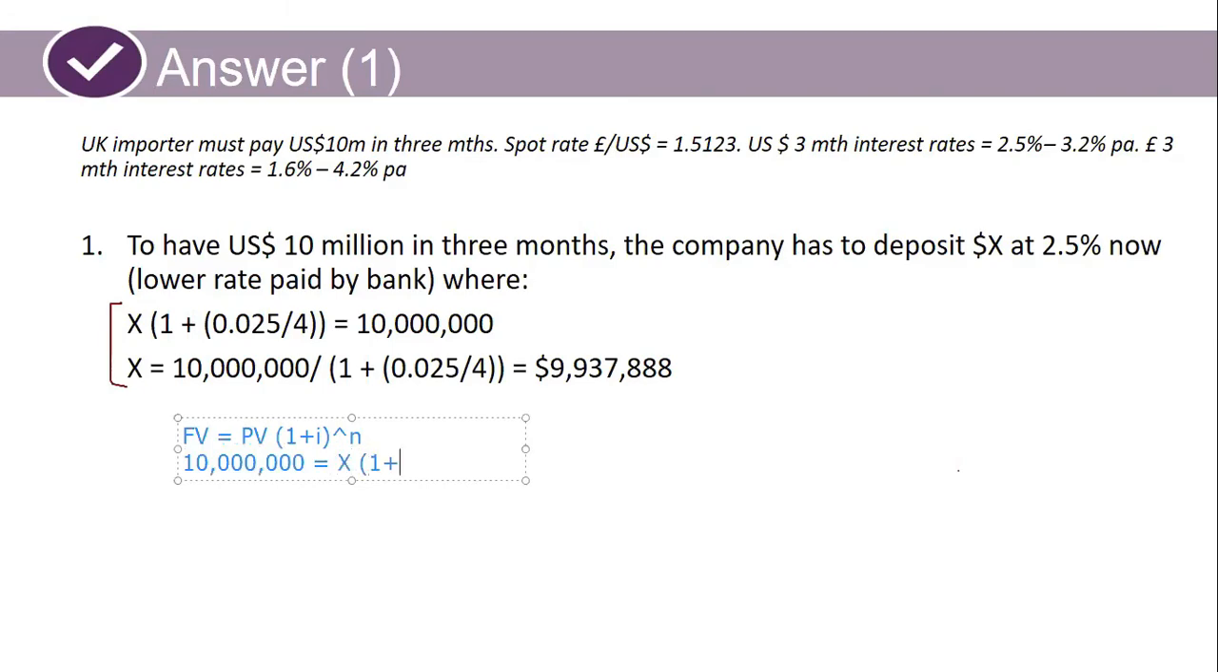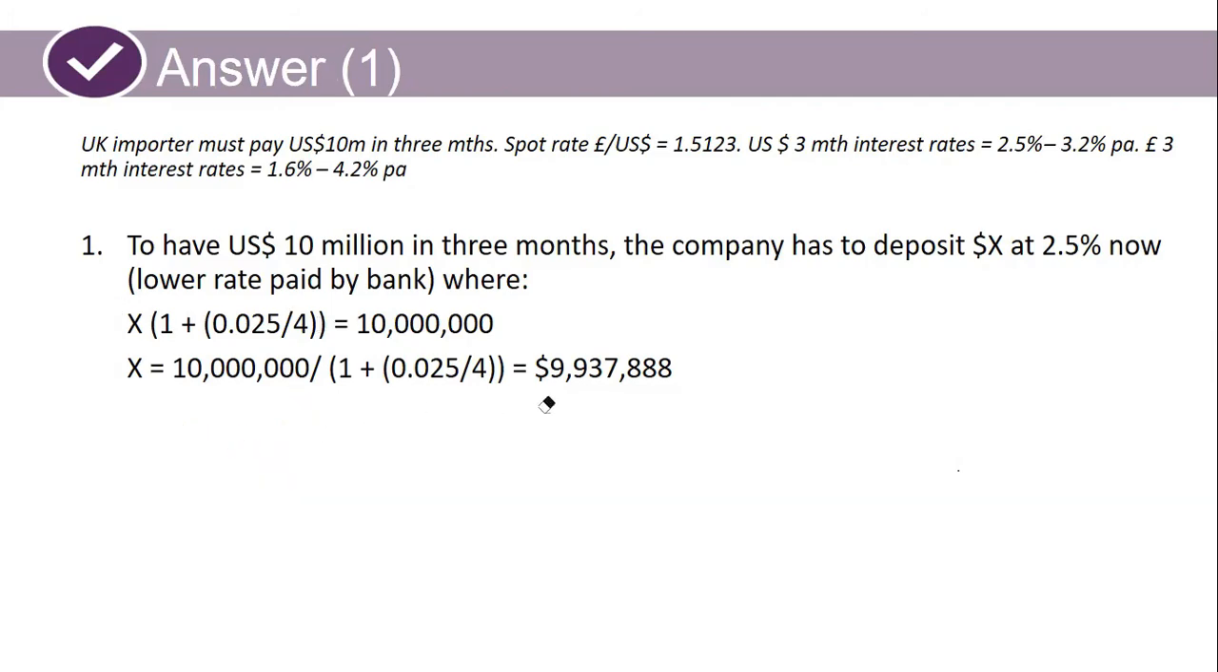And plus 0.025, and by the way, divided by 4, because that is an annual rate. So this way, you will find out this X. And this X is what? This X is the amount of money which you should be depositing in the bank.